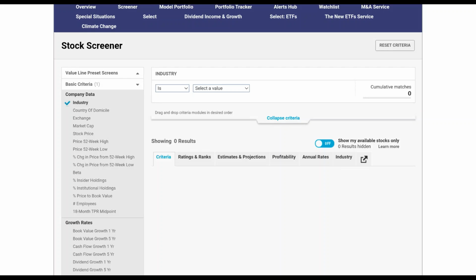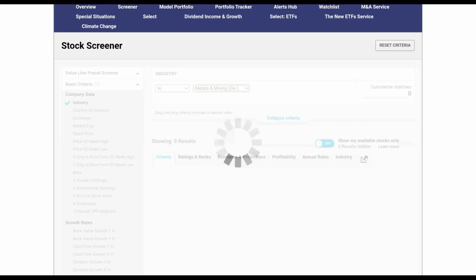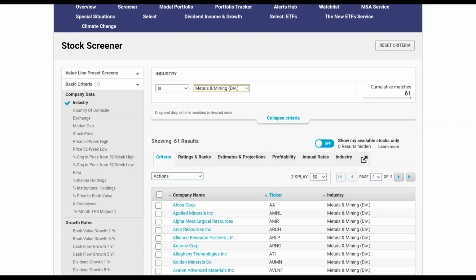When I had done the presentation, I selected metals and mining. So I'm just going down to the M's and there's metals and mining and you select it. And out of these 1,700 shares or stocks in the value line universe, if you look at the top right, there's 61 matches.